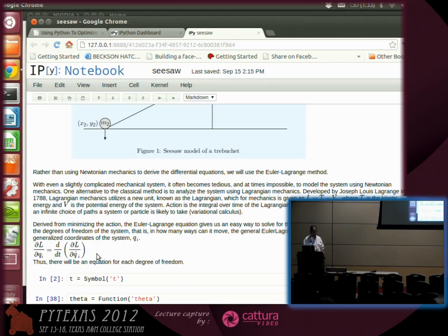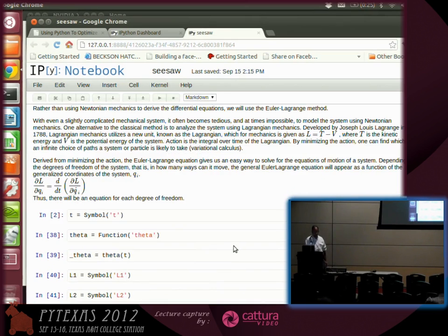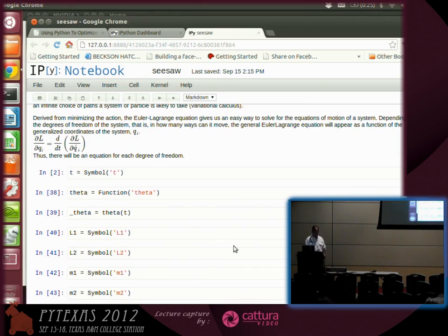Basically we're looking at some variational calculus here, and we're minimizing the difference between the kinetic and the potential energy. So it's a variational calculus type problem. And lo and behold, we can do it in IPython notebook.